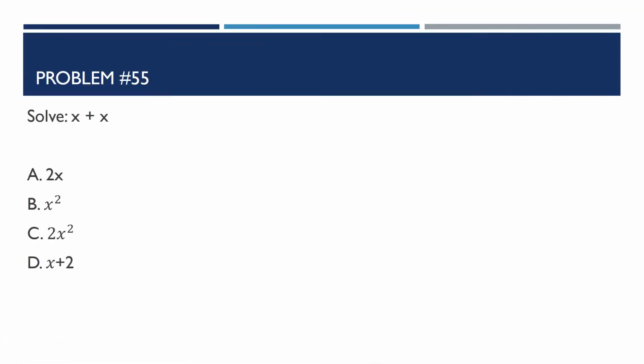Number 55. Solve x plus x. So let us know the answer. The answer for this item is 2x. This looks so obvious, but some might get tricked with the x squared. So you have to be careful that you only add the exponent if it's multiplication. But if it's addition, then you just have to add the numerical coefficients.